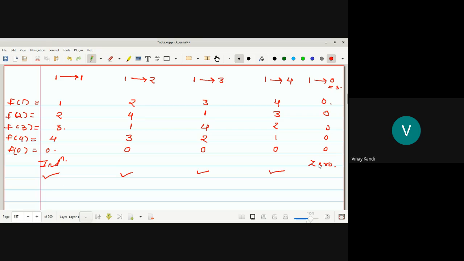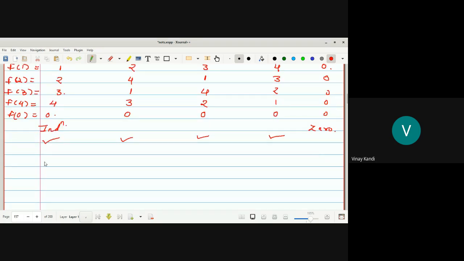That is, f of x is equal to x, f of x is equal to 1x. And 1 maps to 2, that means f of x is equal to 2x. f of x equal to 3x, f of x is equal to 4x, and f of x is equal to 0x, that is the 0 transformation. These all are homomorphic functions. Any doubt up to here? Okay, now the next question.